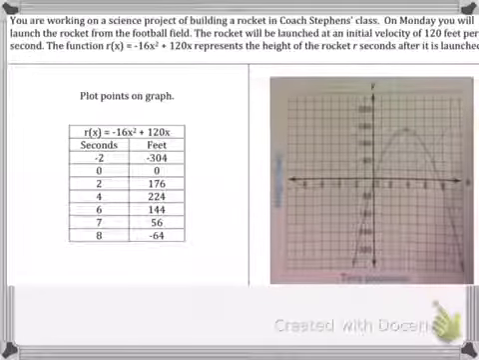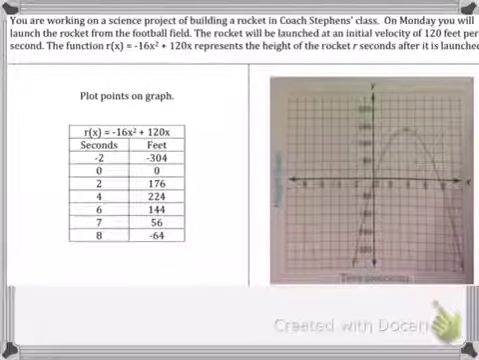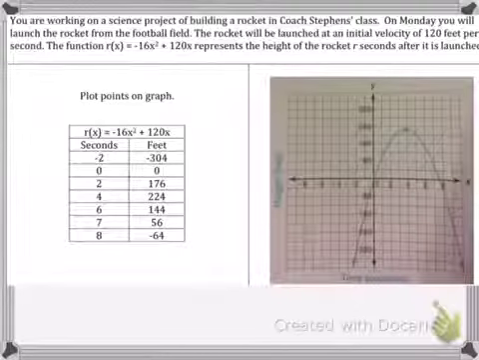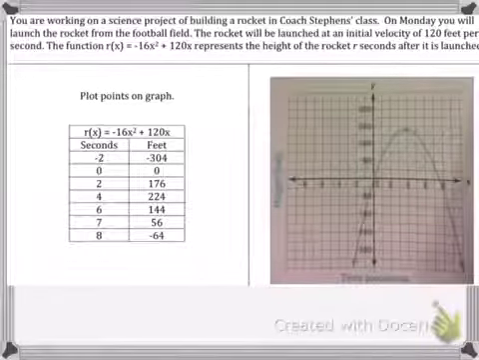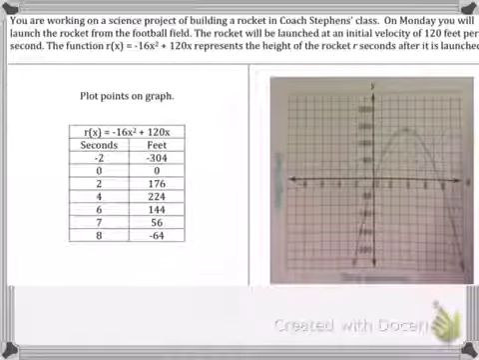Alright, so right here we're working on the science project of Coach Stevens. You're working on a science project building a rocket in Coach Stevens' class. On Monday you will launch the rocket from a football field. The rocket will be launched at an initial velocity of 120 feet per second.